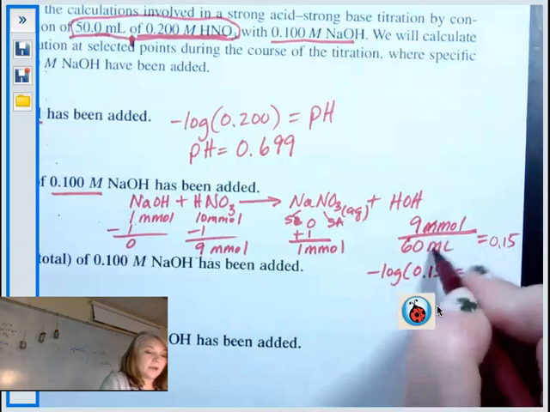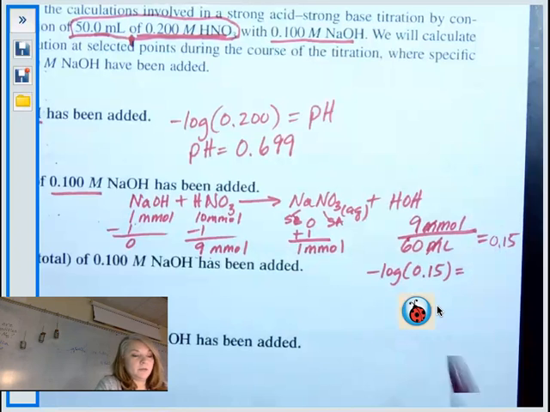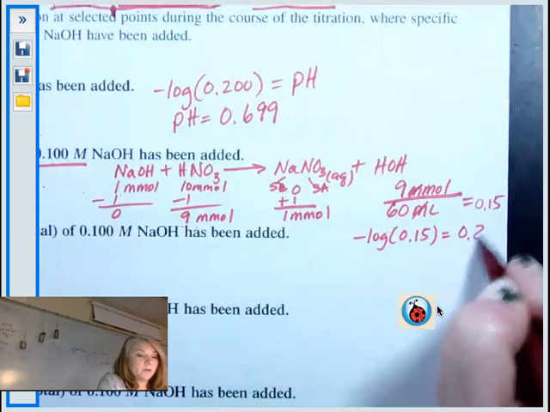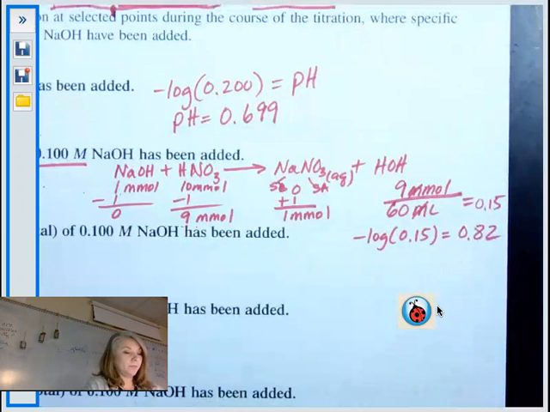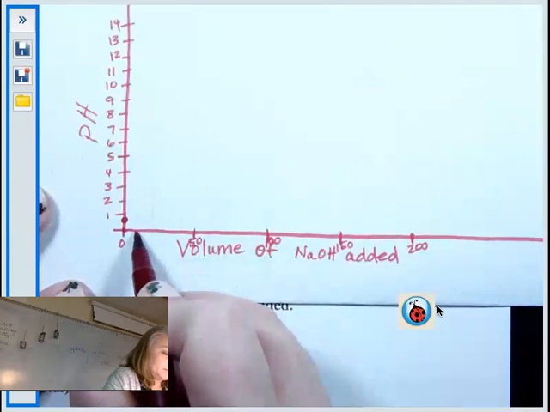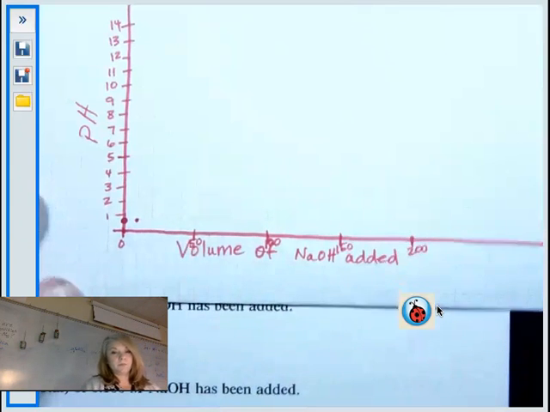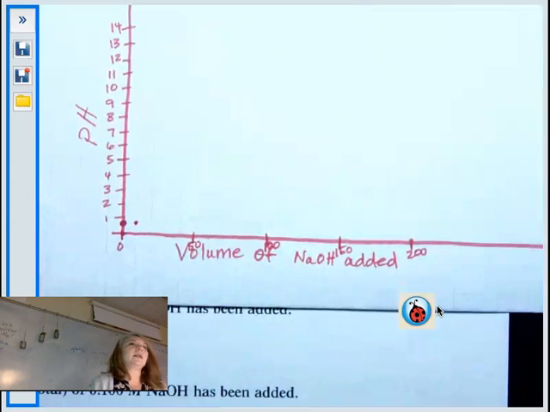Milli and milli cancel out. See how that works? Isn't that cool? That's why we can save time with putting things in there. We're finding the pH, right? So 0.82. On our graph, we have now added 10, so go over to 10 and up to 0.82. So it didn't really go up much, did it? Kind of almost in the same place on mine.